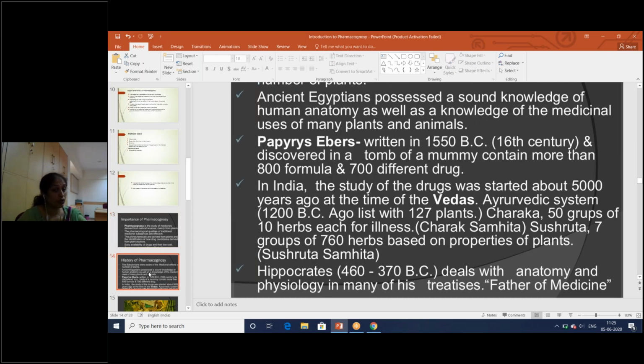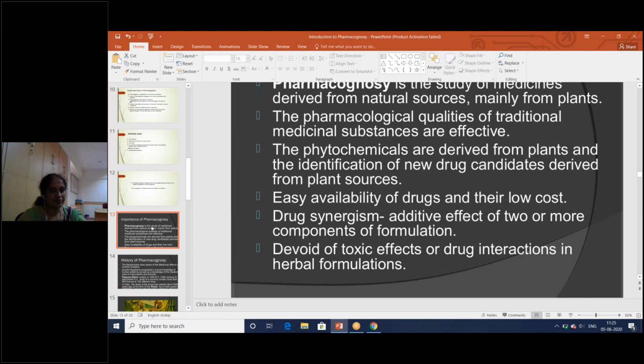I'll start tomorrow, I think I'll start at the exact timing. Excuse me, ma'am. Yes. Ma'am, what should we write for importance? Is it just important for study of medicine, that's it? No. Or should I copy the whole slide? Whole slide. See, we study the pharmacological qualities of traditional medicinal substances which are effective. That is important. And the phytochemicals derived from plants are identified.